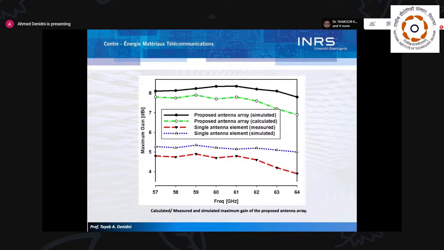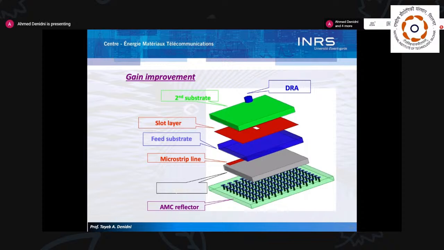Here also, the gain of the antenna, the proposed and simulated. Let me see. Here is another improved application of the EBG. I go quickly through it: we can use EBG as an EMC reflector to improve the gain.